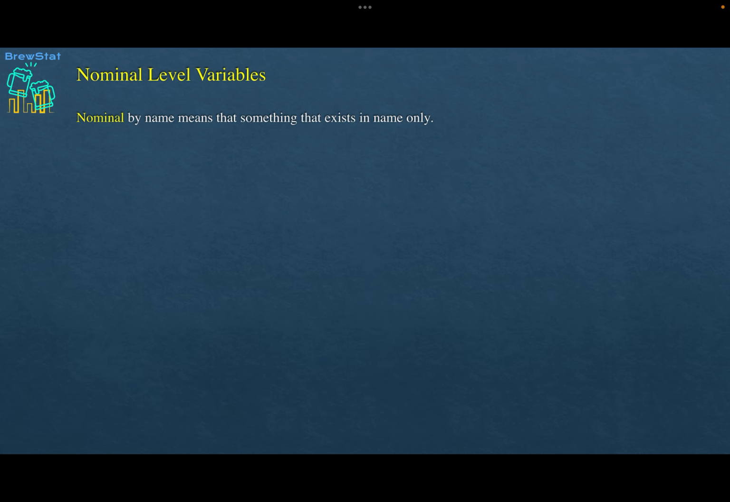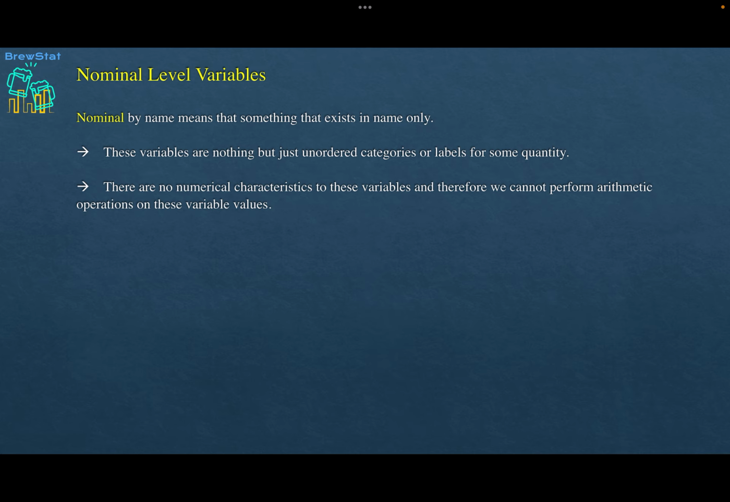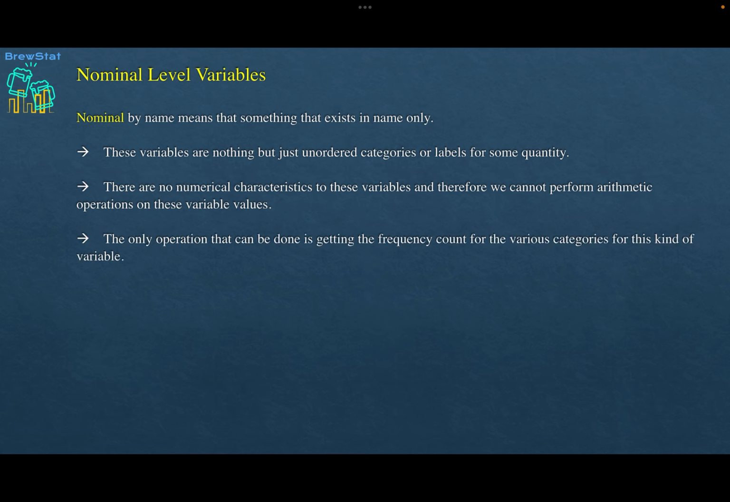So nominal, by the name, means something that exists in name only. These variables are nothing but just unordered categories or labels of some quantity. Again, there are no numerical characteristics to it because these are categorical variables and therefore we cannot perform any kind of arithmetic operations on these values. The only operation that could be done here is frequency count.